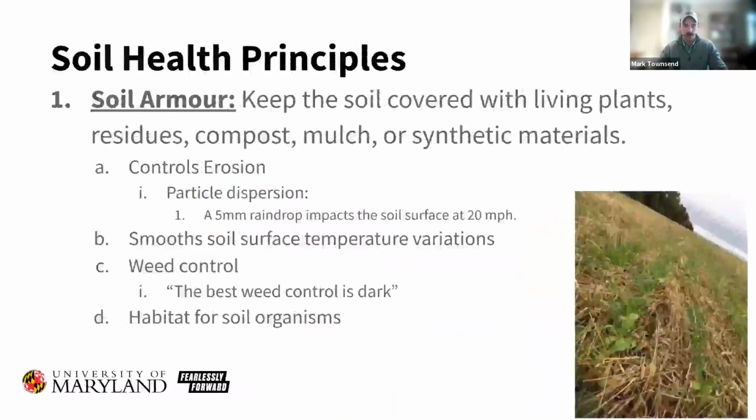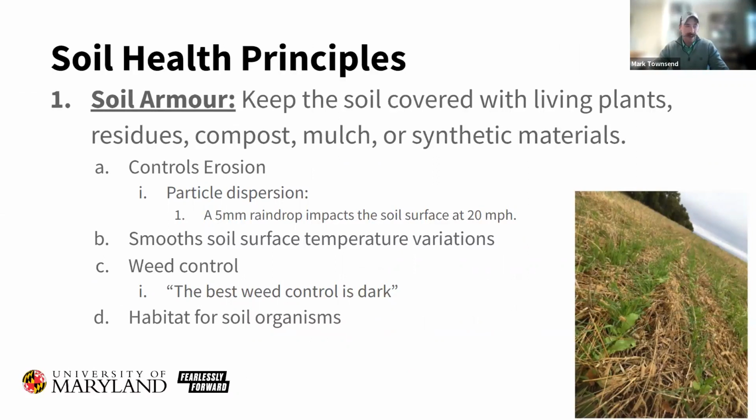So the first one is soil armor, right? Keep the soil covered with living plants, residues, compost, mulch, could even be plasticulture, plastic over on top. This naturally controls the erosion. I think it's also worth noting that a 5 millimeter raindrop, just a small little dude, impacts the soil surface at 20 miles an hour.